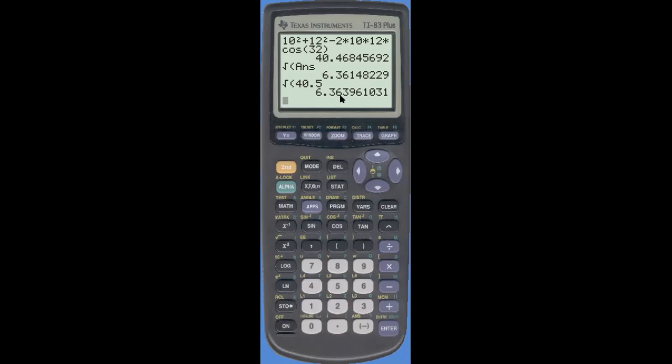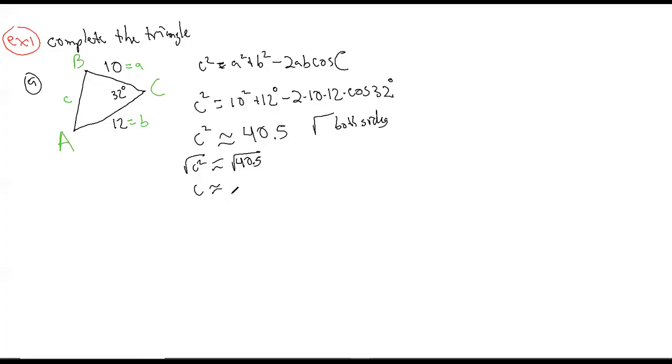Now, if I said to round to the nearest ten-thousandth place, then yes, it would matter because 6.313, they start being a little different. But for us, we're just going to get 6.4. The 3 6 rounds up to 4. So C is approximately 6.4.